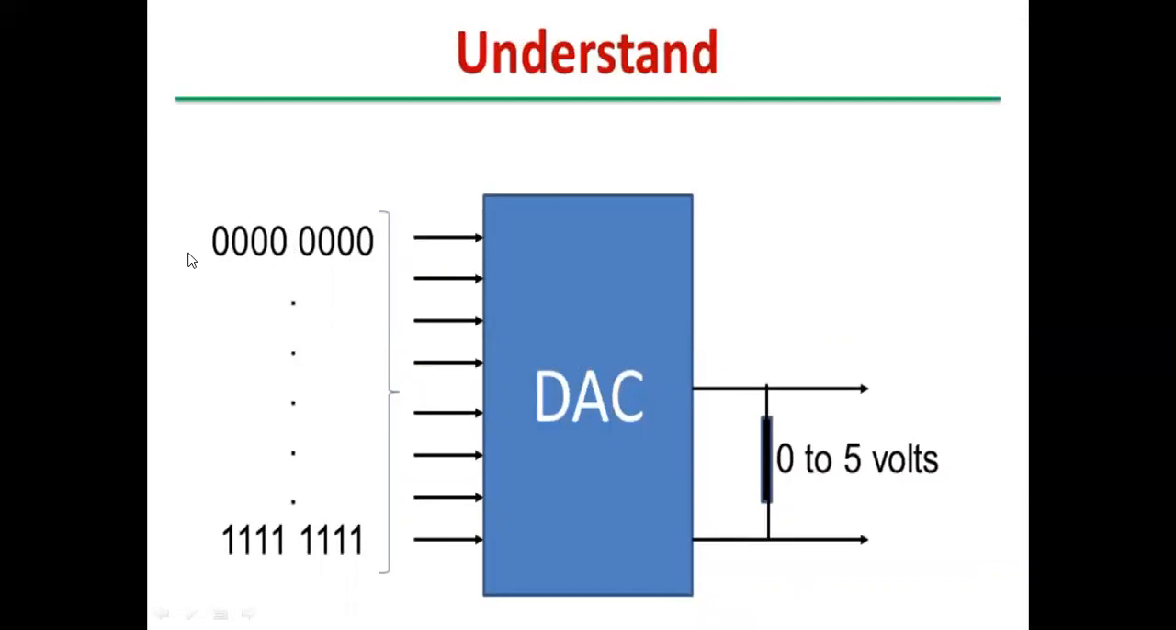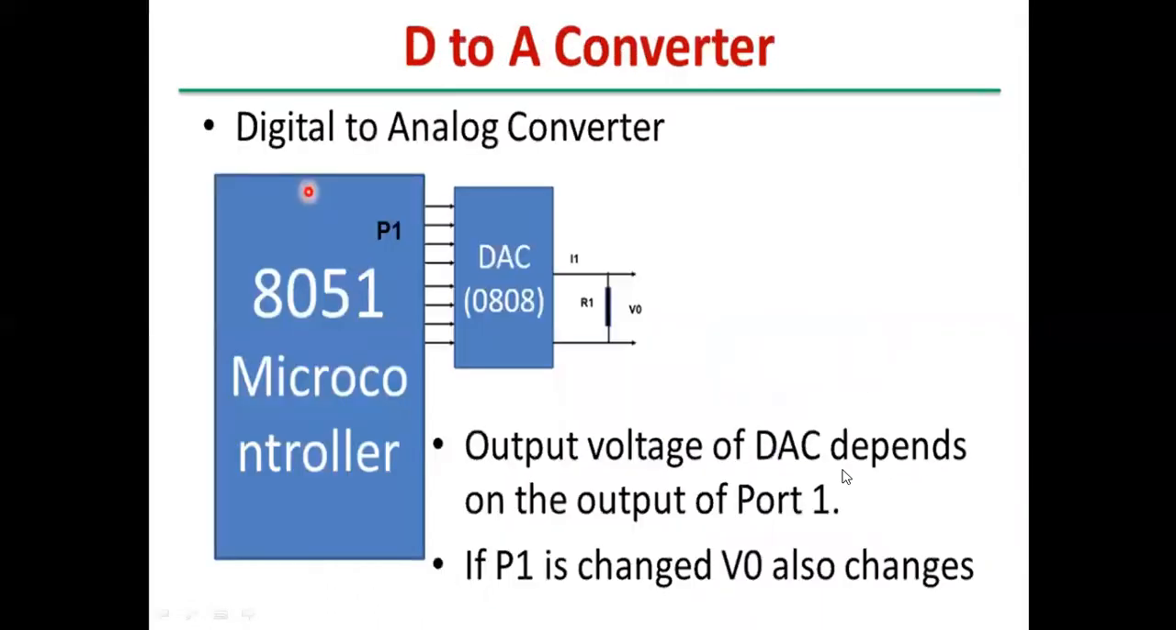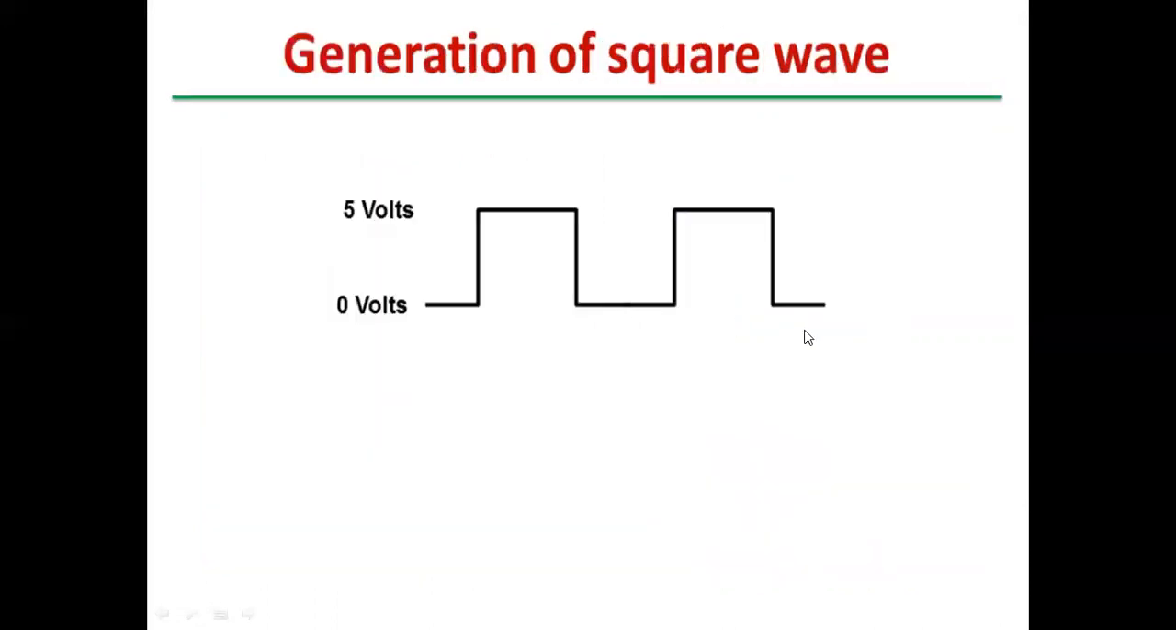So here the initial value is all zeros and the maximum value is all ones. And here the output voltage's initial value is 0 volts and the maximum value is 5 volts. So the output voltage depends on port 1. That means if port 1 changes, V0 also changes.